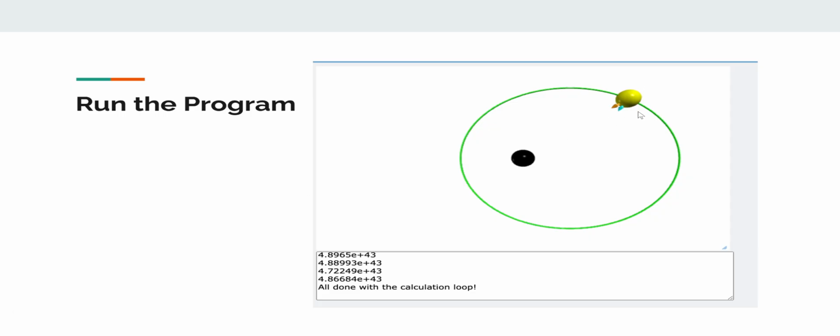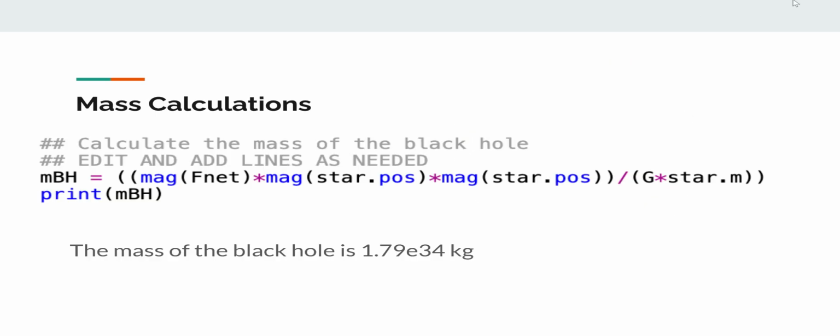This is the program running. You can see this is the circle orbit. Here are the mass calculations, and this is what I got for the mass of the black hole.